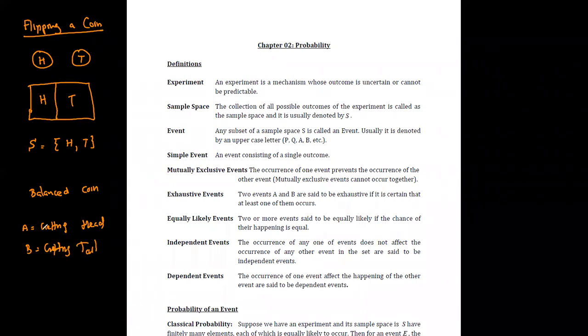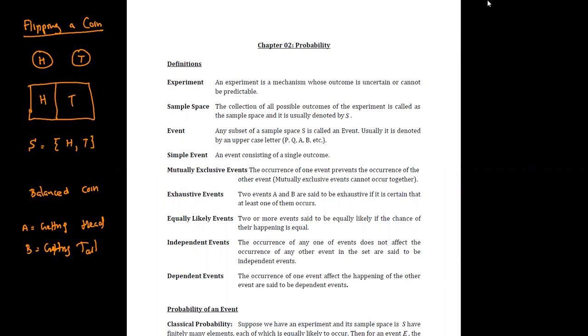Then we can say that these two events are equally likely events. It is because, since the coin is a balanced coin, we have identified that there is the same chance of getting head as well as getting tail. That is why we have identified that these two events are two equally likely events.